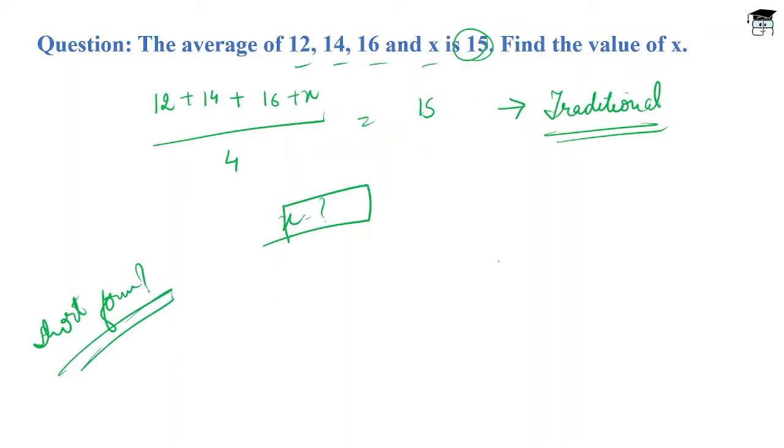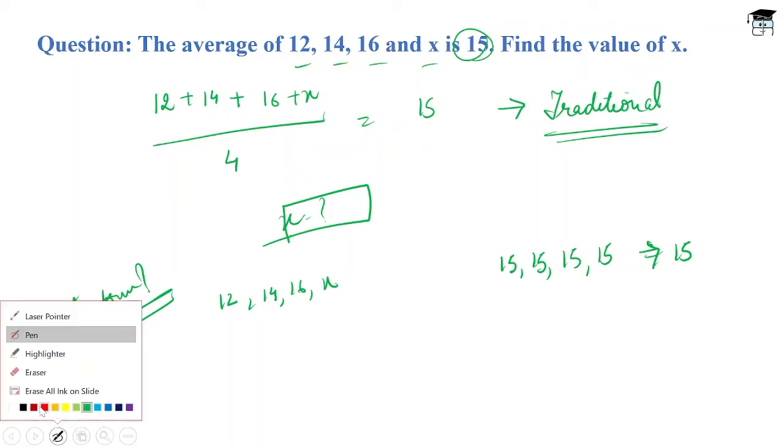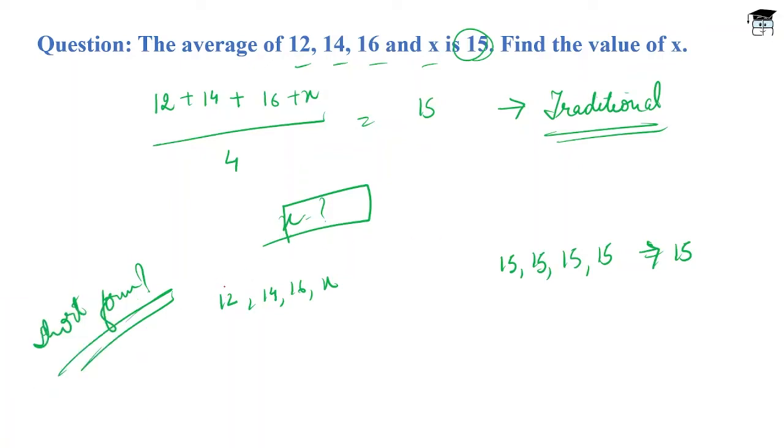If I have numbers like 15, 15, 15 and 15, what would be the average of these numbers? You will say it is very simple. It is 15. Now, if I make these numbers, that is 12, 14, 16 and x, what do I have to do? Let me change the color so that you will understand it better. 12, I have to make it 15. What I will do? I will add 3. 14, I'll add 1. 16, I'll minus 1.